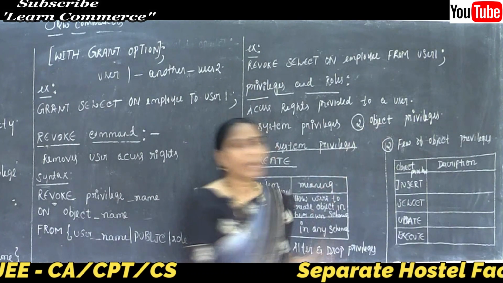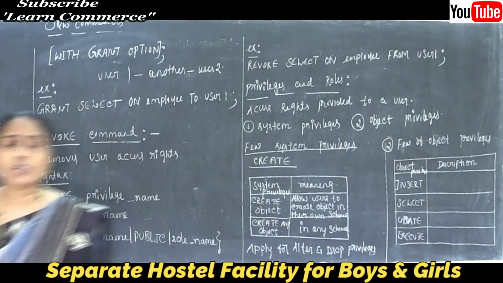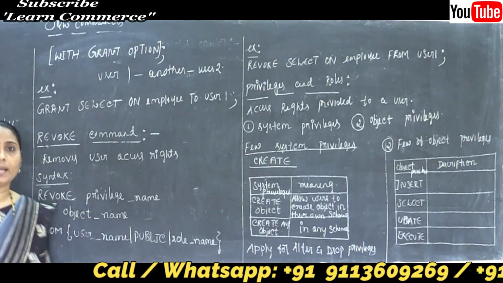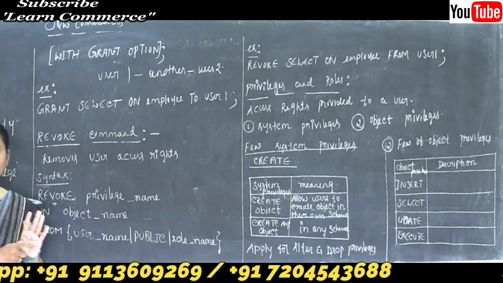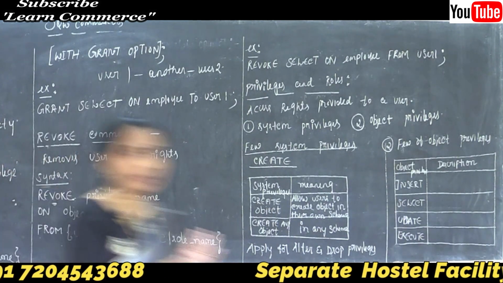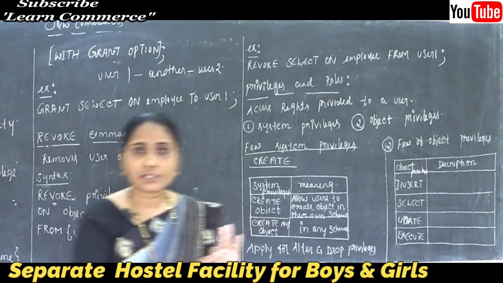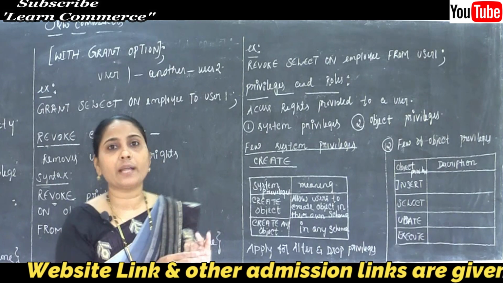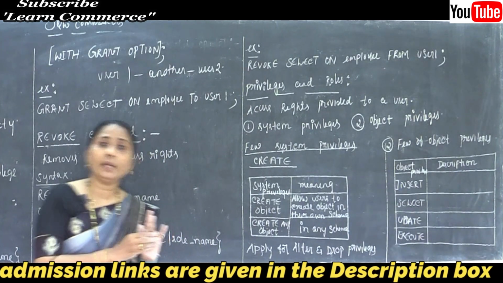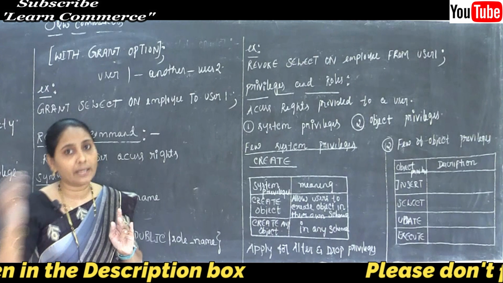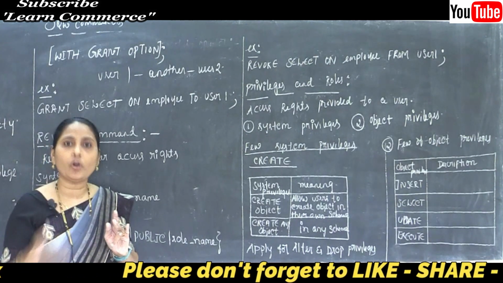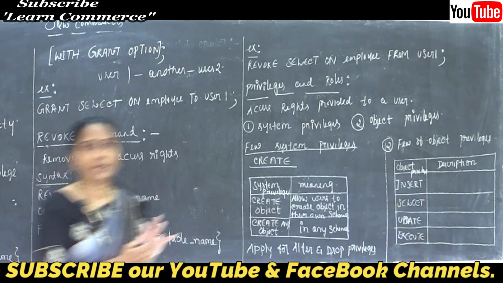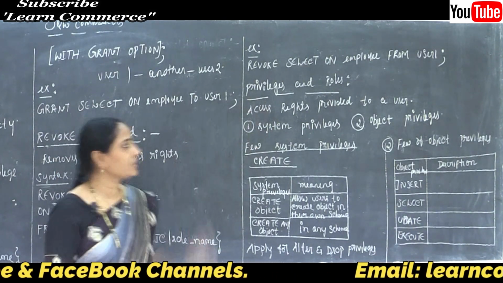Now our object privileges. Such object privileges allow the user to perform tasks like update, to make some changes in data. Select, you can access some data from the table. Insert, you can add some data into the table. And delete, if you want to delete any record, you can delete all records or any one record from the database object to which the privileges apply. Clear this point?